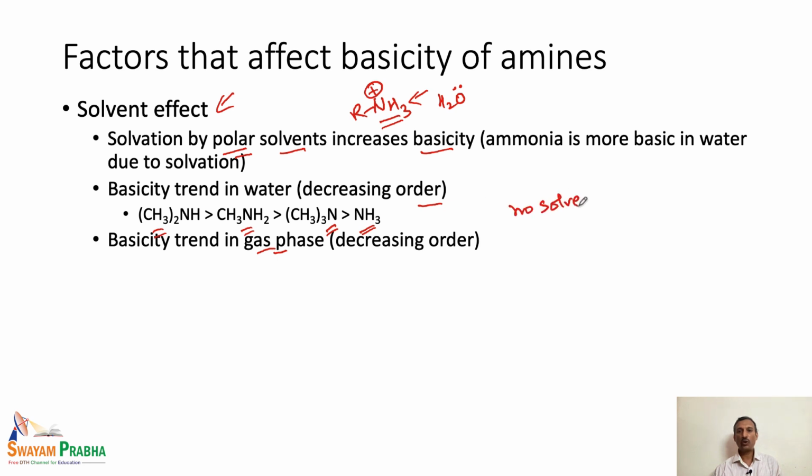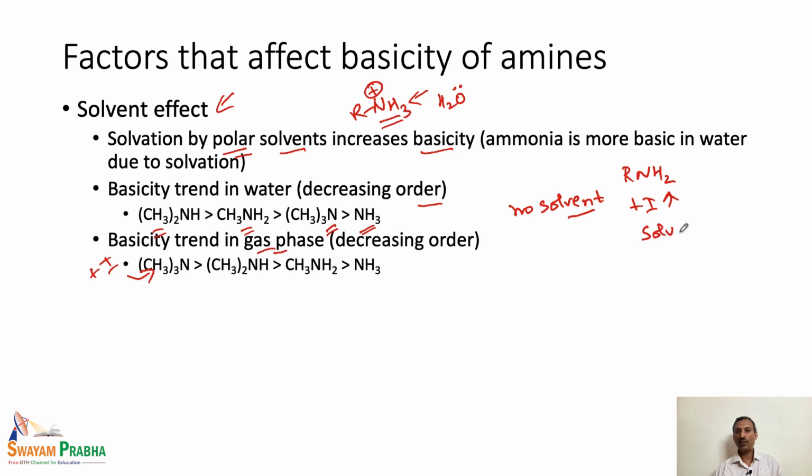So, when there is no solvent, what happens? In that particular case, the basicity strength is highest for the tertiary amine. The alkyl group's plus I effect is the one which plays a vital role. So, we have two important parameters in the case of alkyl amines. One is the plus I effect of the alkyl group, which increases the basicity. The second one is the solvation or the stability of the conjugate acid. Solvation stabilizes the conjugate acid, so the basicity increases. So, we have two effects operating to increase the basicity.